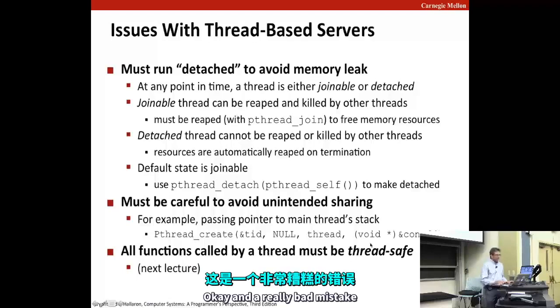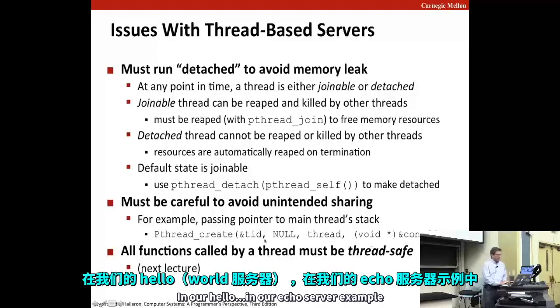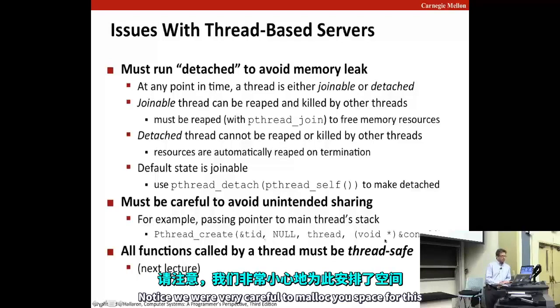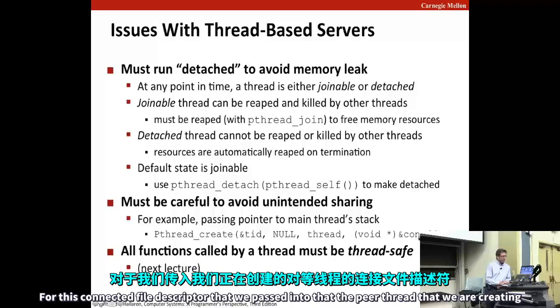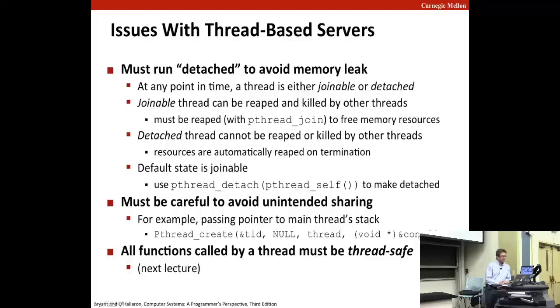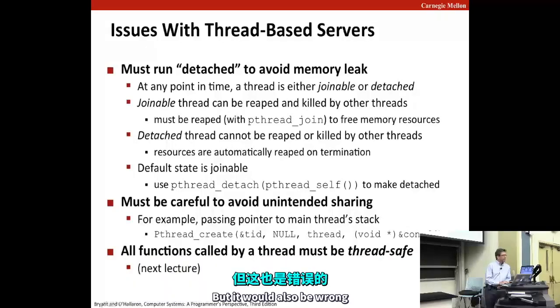And a really bad mistake in our echo server example. We were very careful to malloc space for this connected file descriptor that we passed into the peer thread that we were creating. It would have been much easier just to pass the address of the connected file descriptor into our peer thread. Much easier, but it would also be wrong.